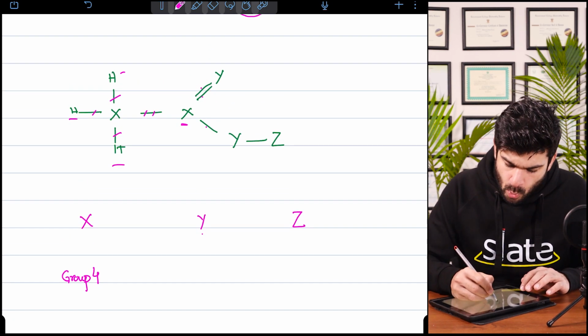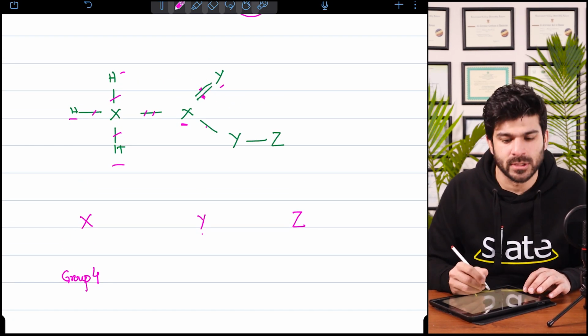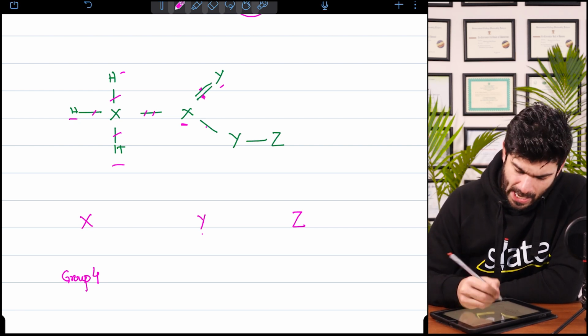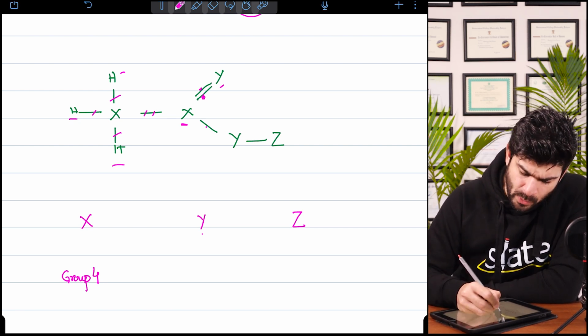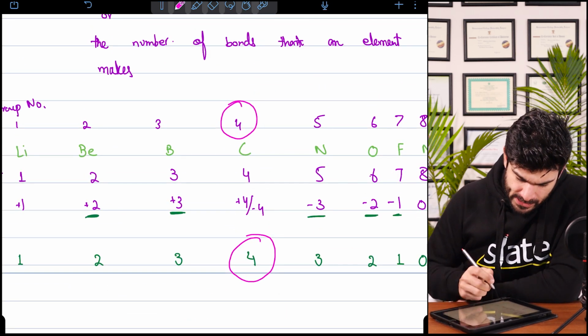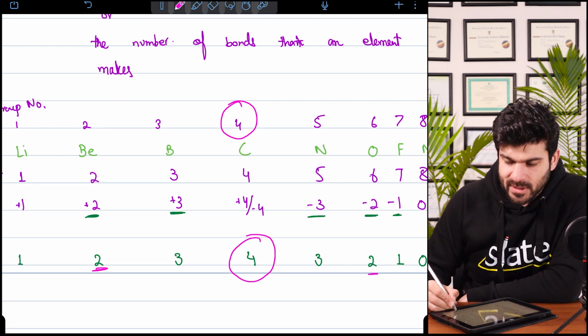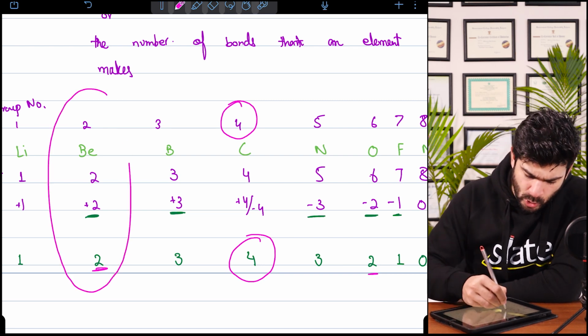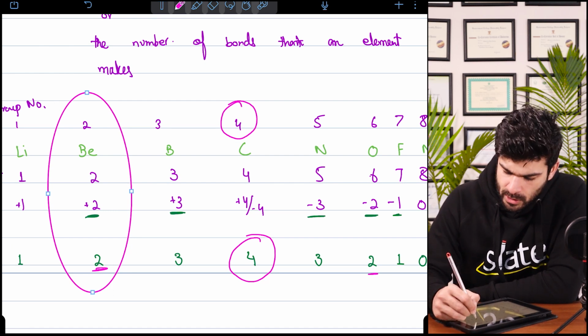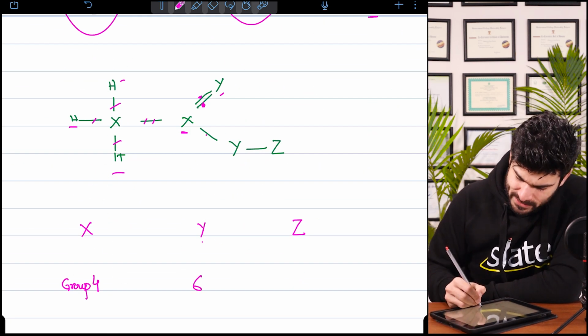Y. Y is making 1 and 2 bonds. Now, when we talk about Y, as I would like to repeat, Y has 2 bonds. So Y belongs to either group 2 or group 6. But had it belonged to group 2, it would have been a metal. And they make ionic compounds. This is a covalent one. So it belongs to group 6.